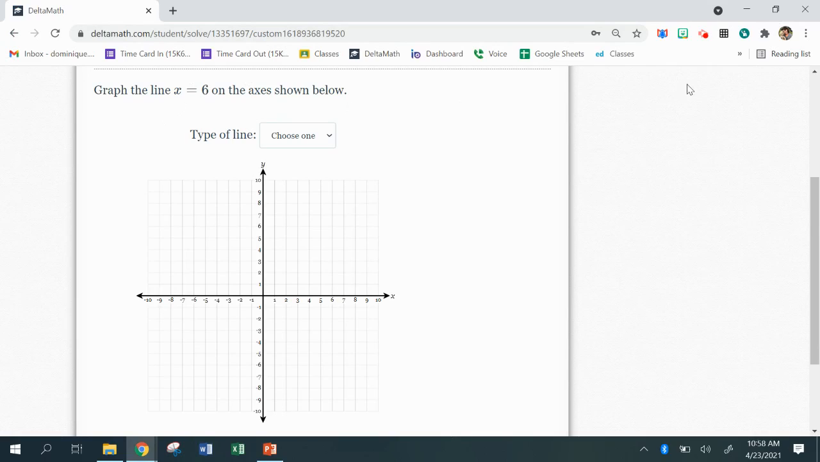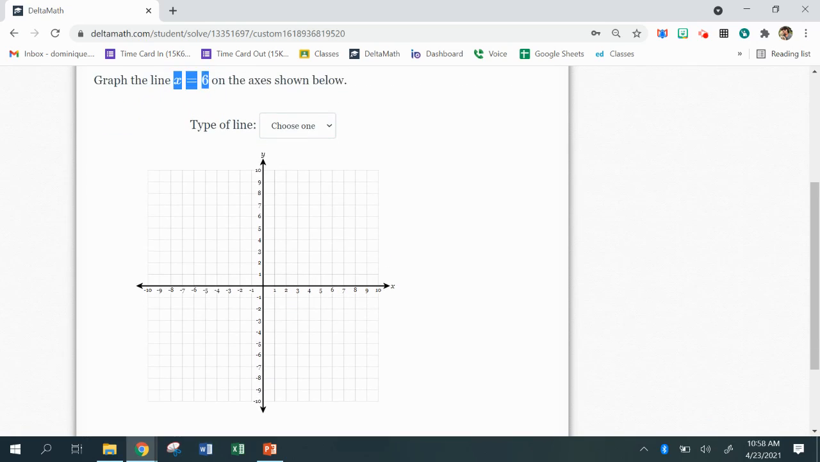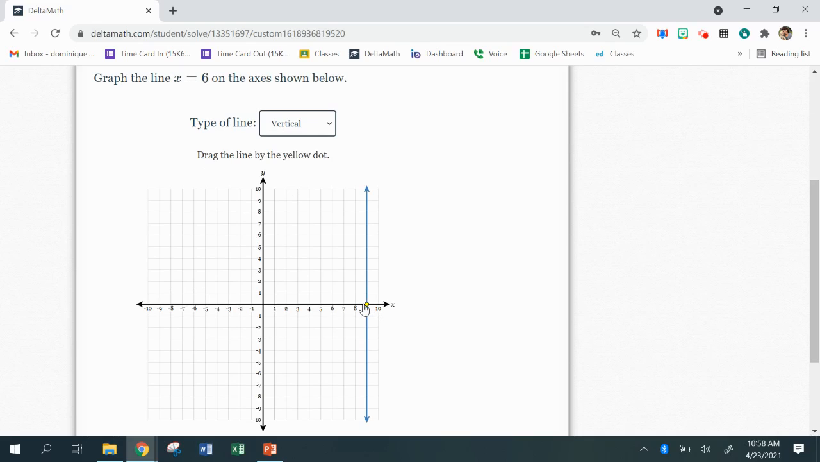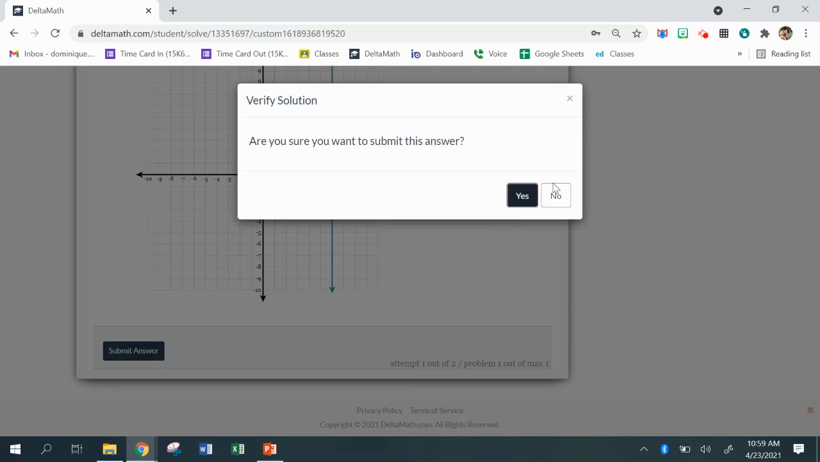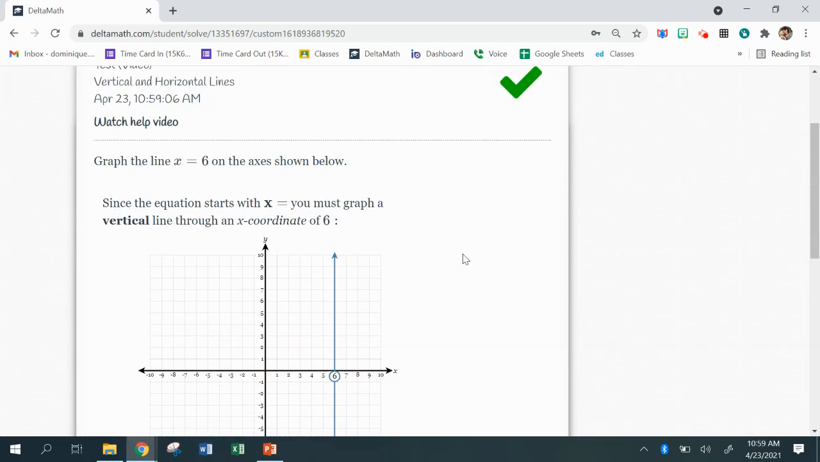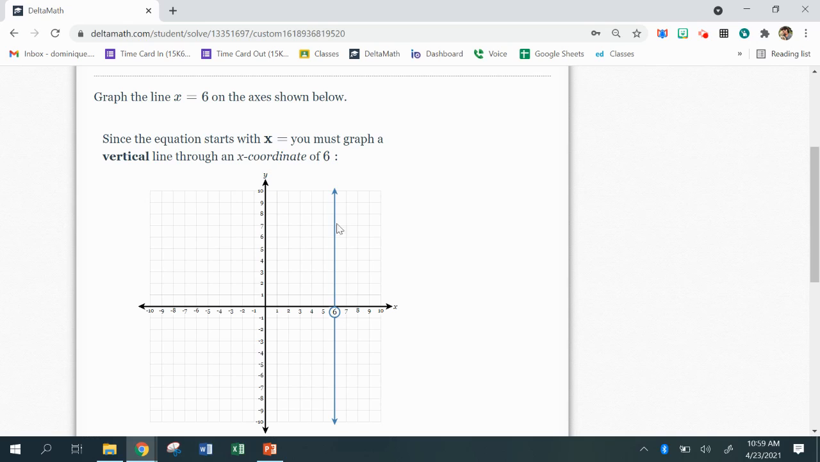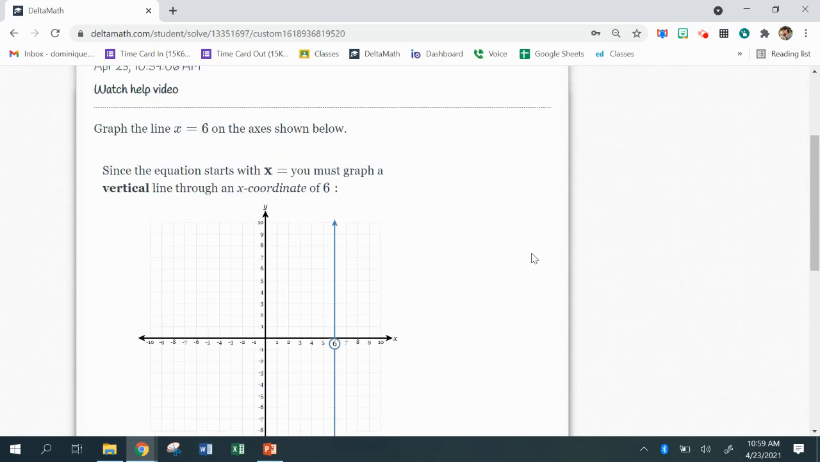Okay, so here it says graph the line x equals 6. So we know that it's going to be a vertical line because we have x equals. So we're going to choose vertical. And then we're going to drag this yellow dot wherever our x value is 6. So on our x-axis, this is where x is equal to 6. So this is what this should look like. Okay, we're going to press submit. Yes, perfect. So x equals 6 is the vertical line through the x-coordinate of 6. Okay, let's try the next one.